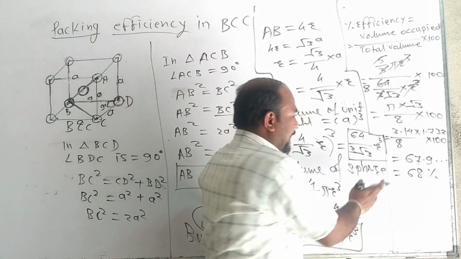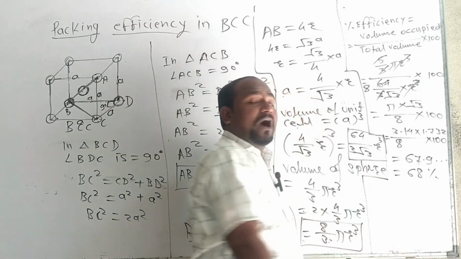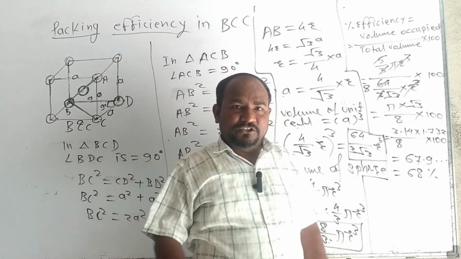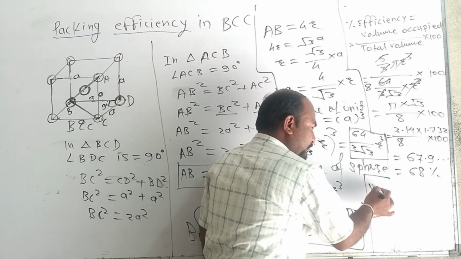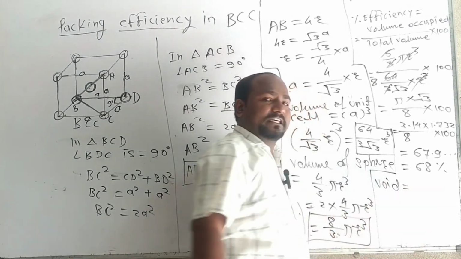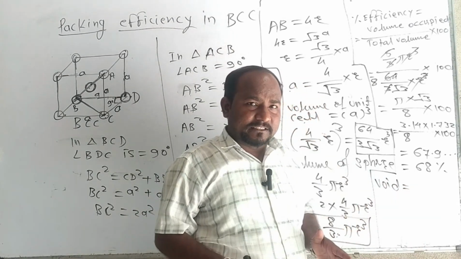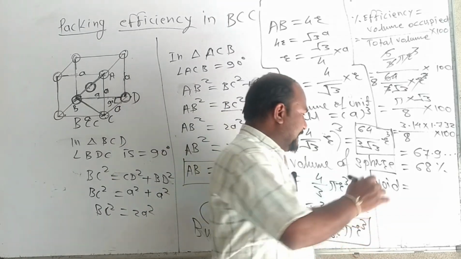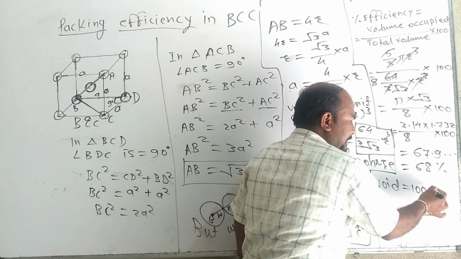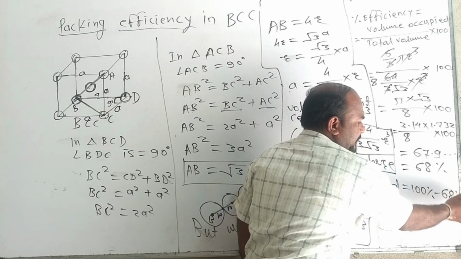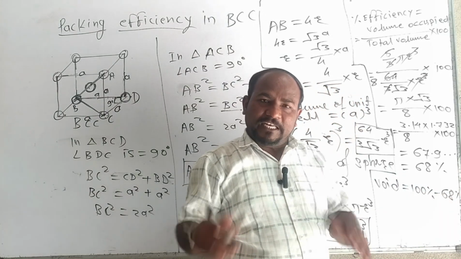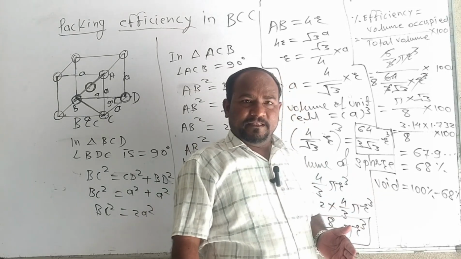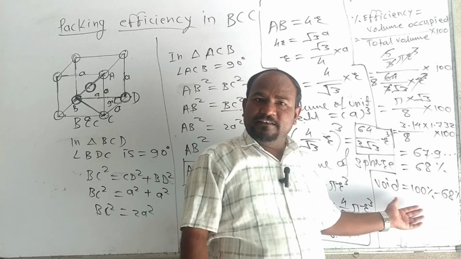Now we have already found the percentage efficiency of the BCC. Now if I ask you how much empty space will be there in this unit cell, that is void. What is meant by empty space? Empty space means the void present in the unit cell. Void is equal to 100% minus 68%, isn't it? So you will get how much void will be there in this unit cell.